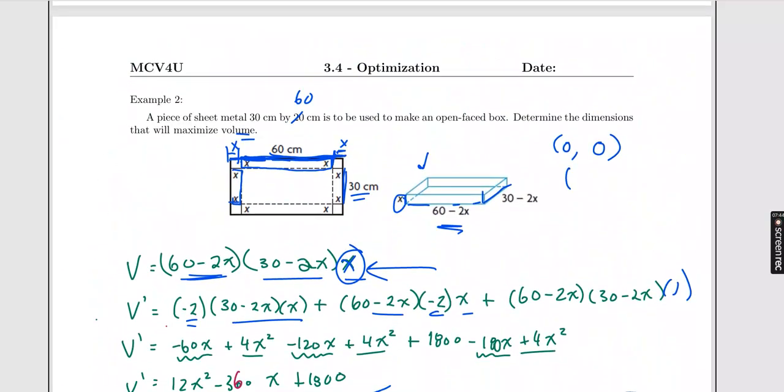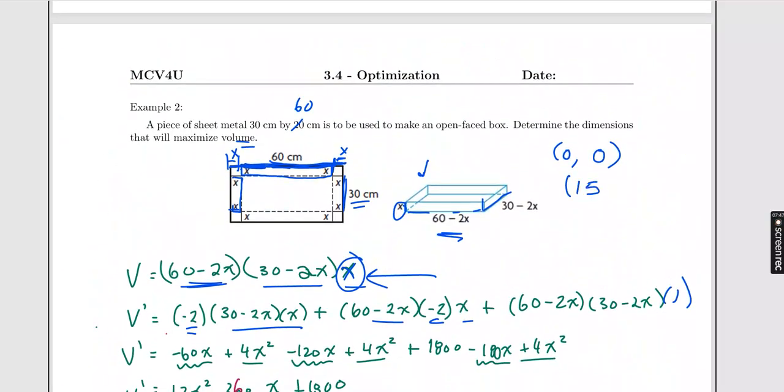Why is it 15? Well, if you look at these two, 30 minus 2x, if that didn't exist, so that's like saying 30 minus 2x equals 0. If I solve that, I'll get x equals 15, which means if x is any bigger than 15, this wouldn't exist. Because looking back at this sheet of 30 by 60, if x was 15, that would make 15 here, 15 here, because 15 plus 15 is 30, then our box wouldn't exist. So then we check 15 as well.